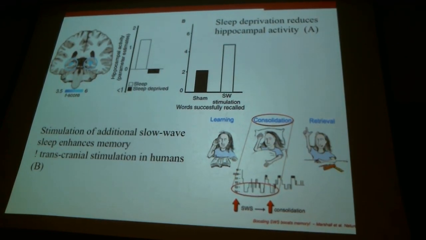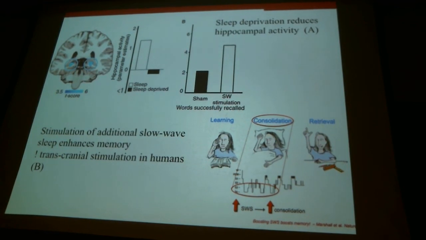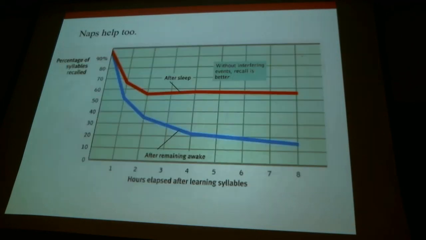This was a study of using transcranial stimulation to elicit extra slow wave sleep. And the idea is that this can help. But in general, good sleep is good for you. There's some evidence that naps help too.